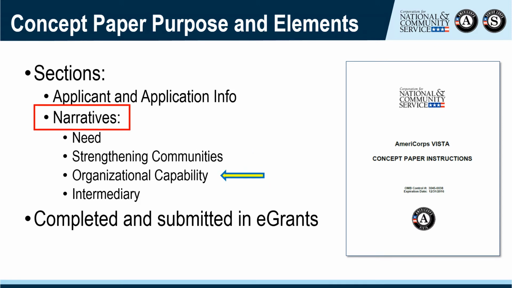In the organizational capability section, the applicant should detail their organization's capacity to manage a federal national service program and VISTA members. It's important to clearly articulate the proposed VISTA members' responsibilities in this organizational capability section. And lastly, organizations that are interested in becoming intermediaries will answer the intermediary justification question. As a reminder with that last bullet, organizations will submit their concept paper in eGrants.